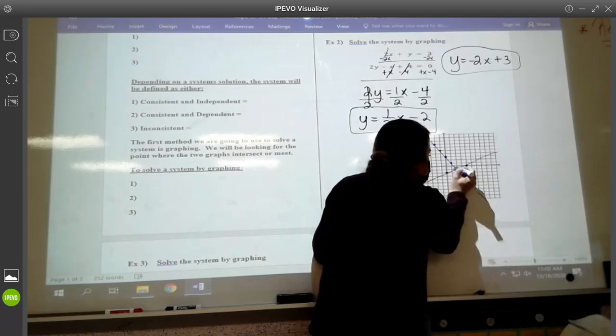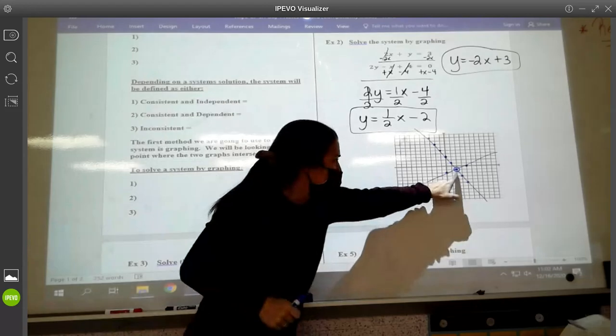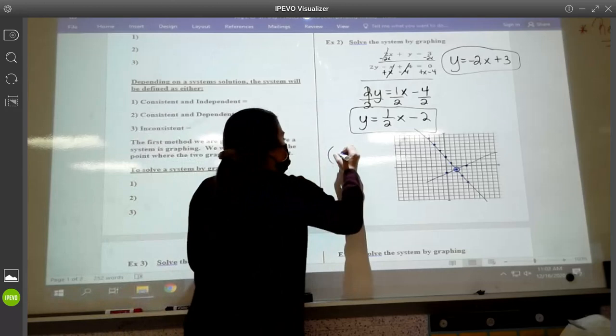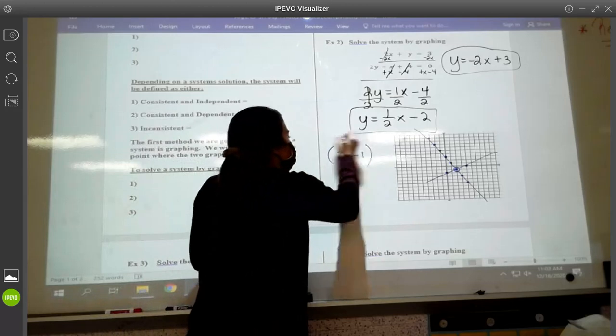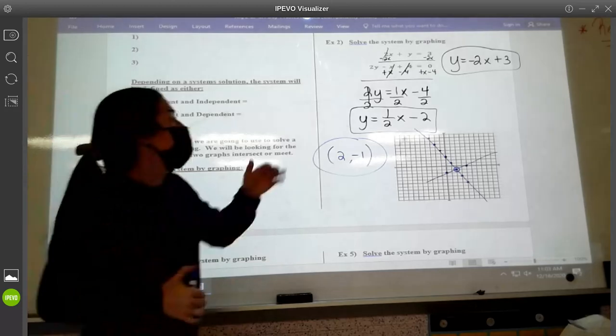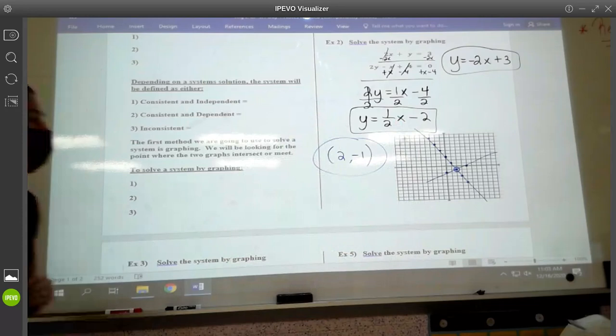So again, it's not the graph that is our answer. It's that point right there. So right 2 and down 1, that's the point. 2, negative 1. That is the solution to your system. That is the x and y value that will make both equations true.